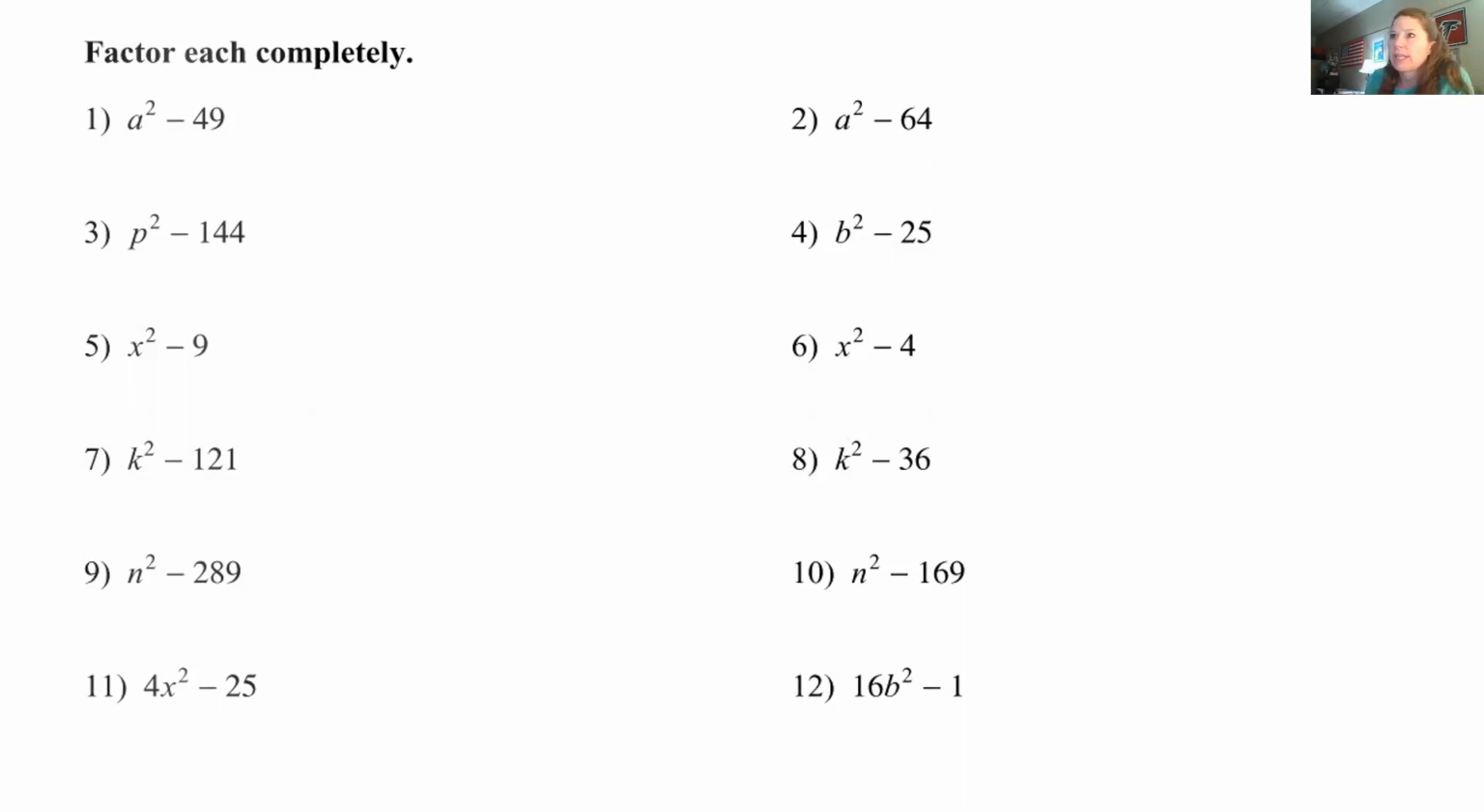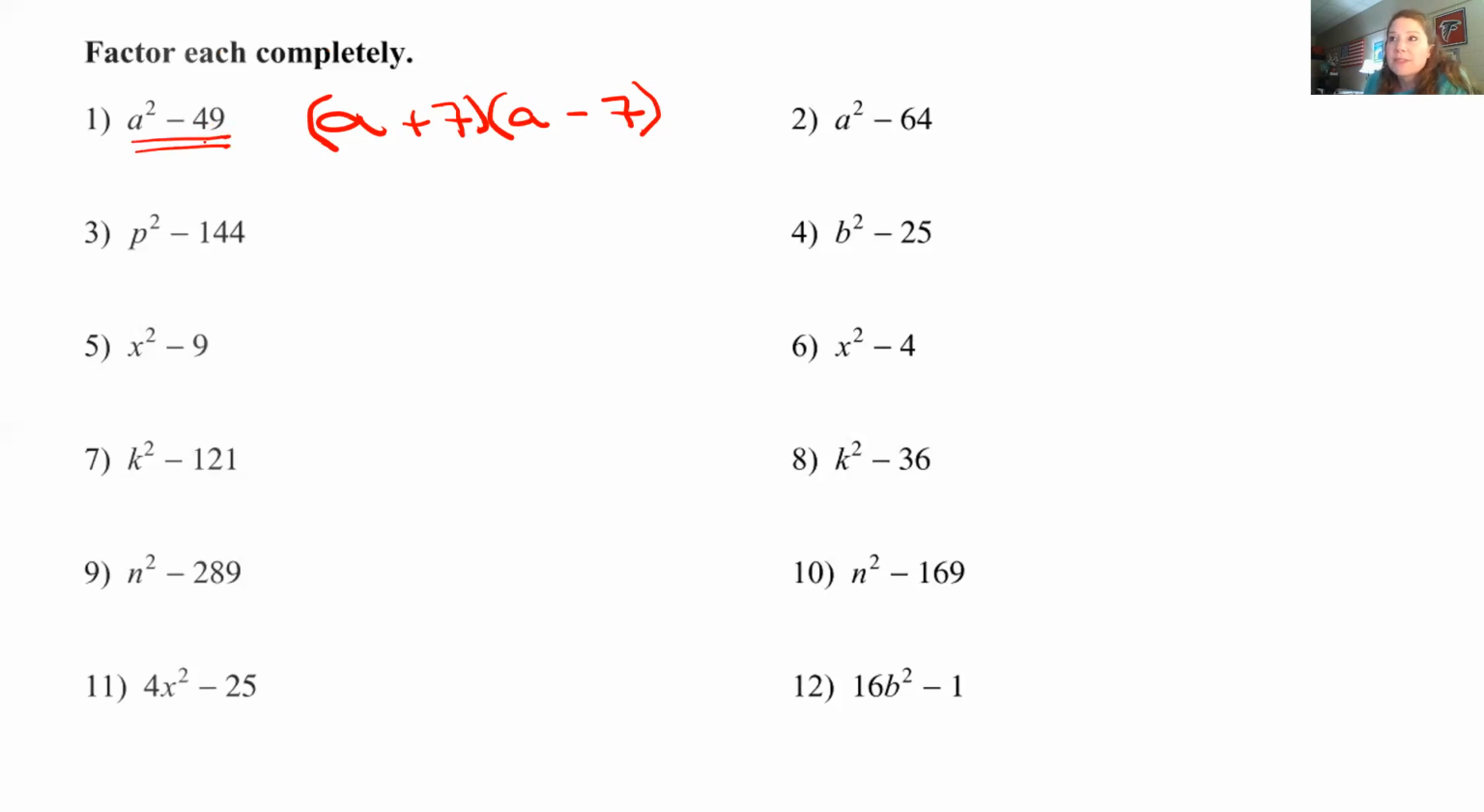For example, look at number one. a squared is a perfect square and 49 is a perfect square. To factor these, it's always the same type of pattern. You find the square root of a squared, which is a and a. You find the square root of 49, which is 7, and then one always gets a plus and one always gets a minus.